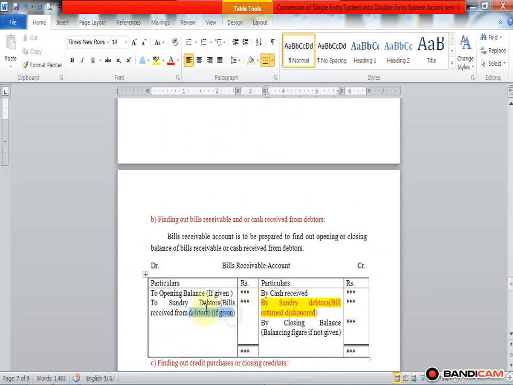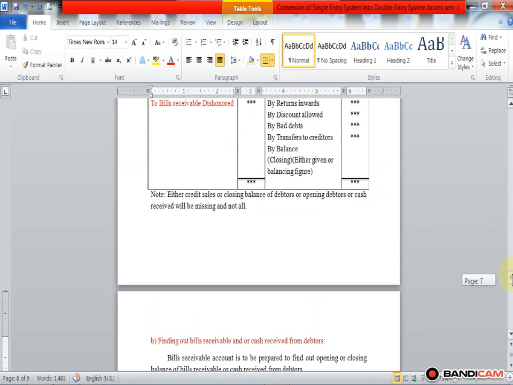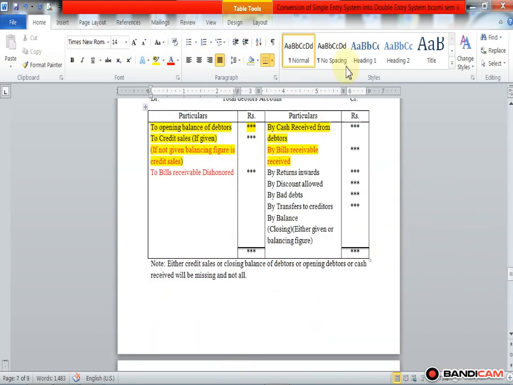Okay, so here if given, then it is transferred. If not given, then the balancing figure is bills received during the year. Here the dual effect is given, if the bills received during the year, as well as return inward.